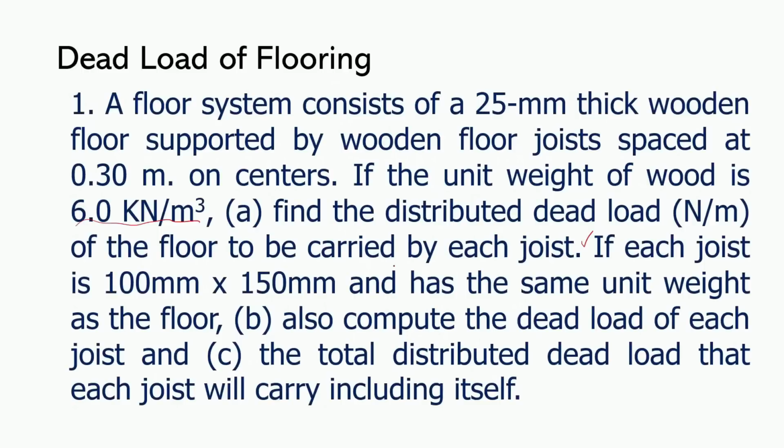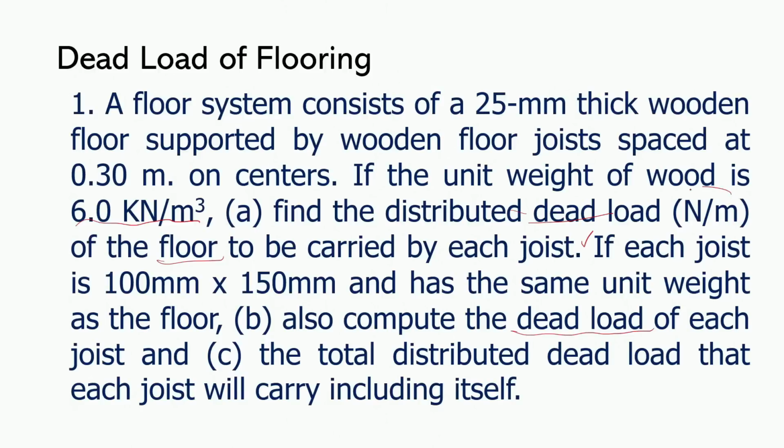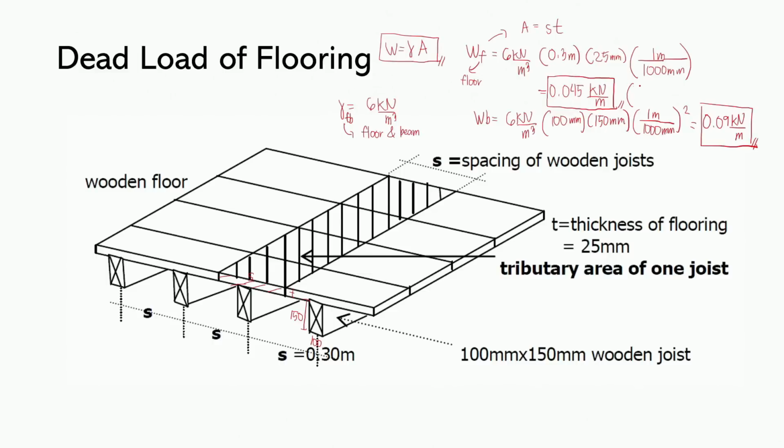Because the question is the distributed dead load of the floor. And then for letter B, we have the dead load of each joist, and so this is 0.09 kN per m. However, we need the answer in Newton per meter, so we will have to multiply our answers by 1000. Converting this into N per m, we have 1 kN is equivalent to 1000 N. So, that cancels, and then our answer will be 45 Newton per meter. Doing the same here, we have 0.09 times 1000, which will give us 90 Newton per meter.